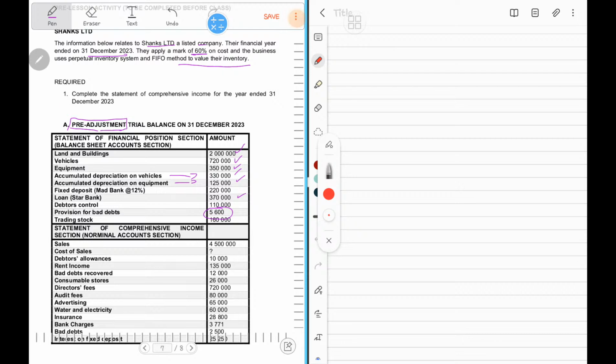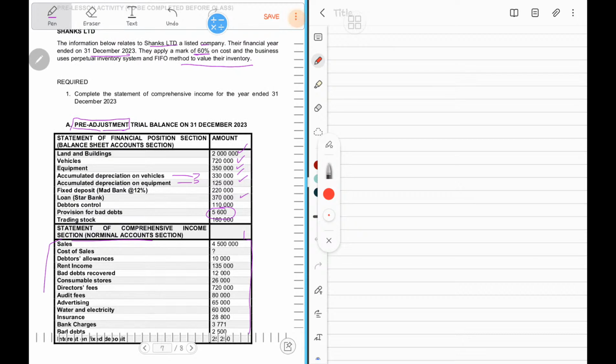Then we have sales. We know that under the nominal account section, or the statement of comprehensive income section, everything that falls in this section, we're going to use it when we prepare the statement of comprehensive income. Then we have sales. We have cost of sales, which is a question mark. It means that we have to find a way to determine it. Then we have debtors allowances. You remember when we prepare the statement of comprehensive income, we start with sales, we open the bracket, we plug in the amount, then we subtract the debtors allowance.